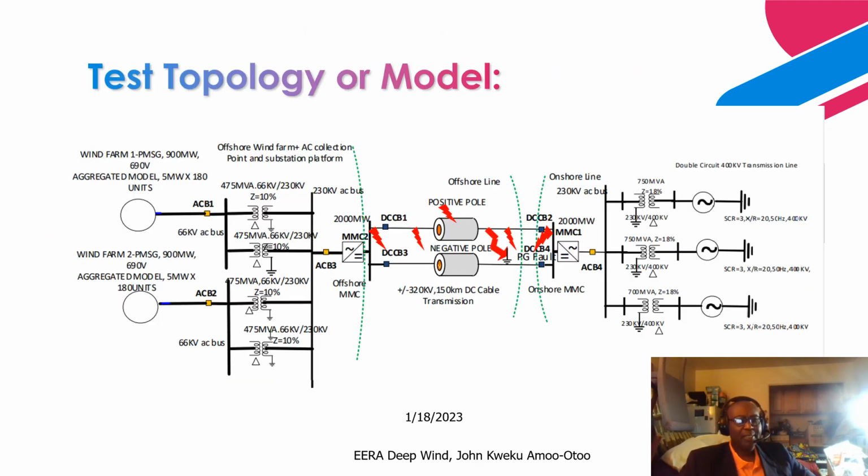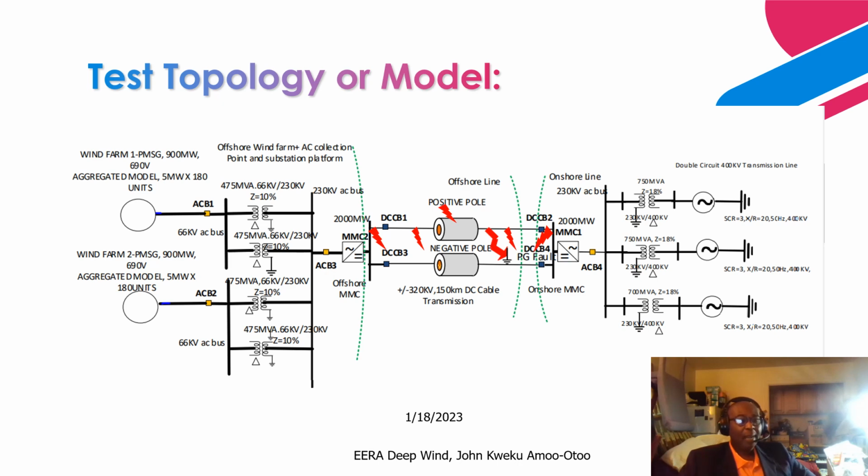Next, let's go through the test topology, or the model, for the research. Okay, so a total offshore wind farm of 1.8 gigawatts of wind energy has been grouped into two aggregated models. Each wind turbine is rated at 5 megawatts, and there are 180 units in each aggregated model. So a total of 900 megawatts for each wind farm. Wind farm 1 is 900 megawatts, wind farm 2 is 900 megawatts.